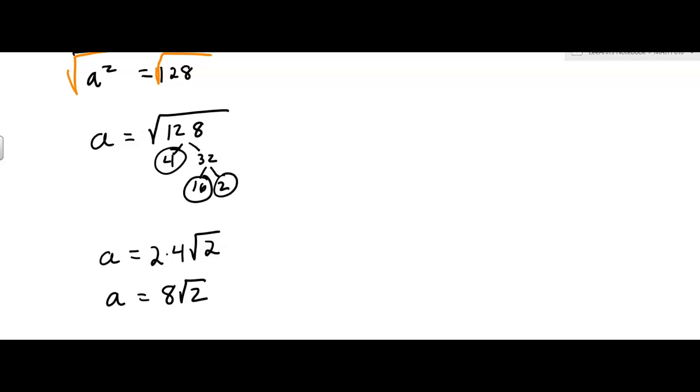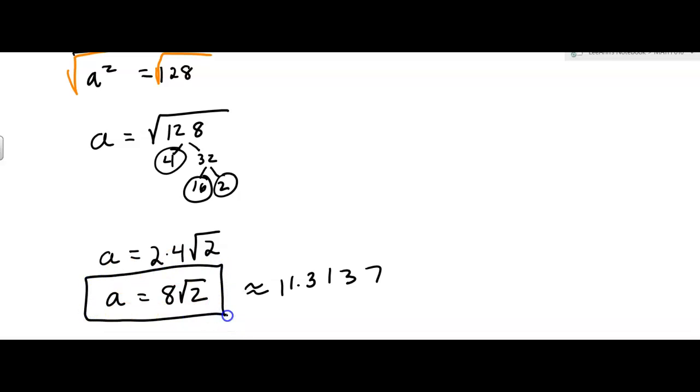They could want a decimal approximation. Now, if they do, you just get a calculator to do that. I had to run and get a calculator. And it's like 11.3137. But they'll tell you how many decimals to round it off to, because this is a measurement. But this is an exact answer. They could ask for a decimal approximation.